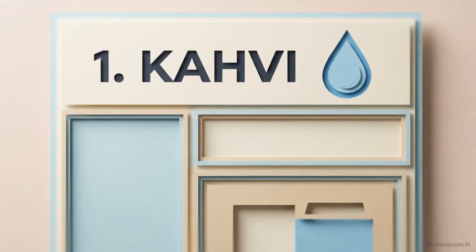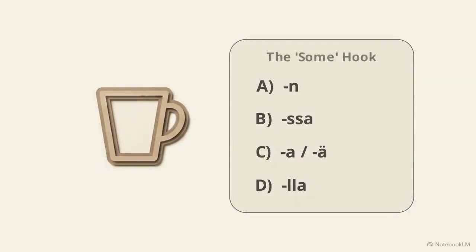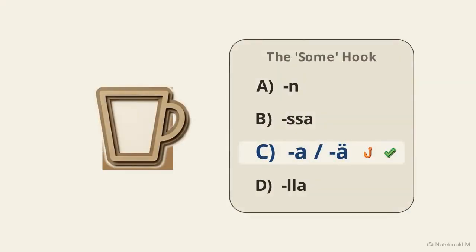Question 1. You are ordering some coffee. Consider the hook used for liquids and ongoing actions. Which of these 4 hooks correctly completes the word? 5 seconds. The answer is option C. To specify an amount of coffee, you add the partitive hook to get kahvia. For a word like leipä, bread, you would use the dotted version, leipää.